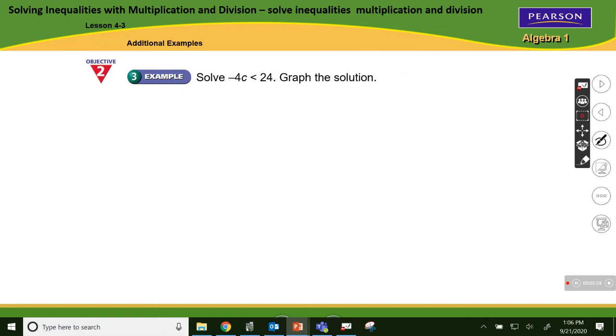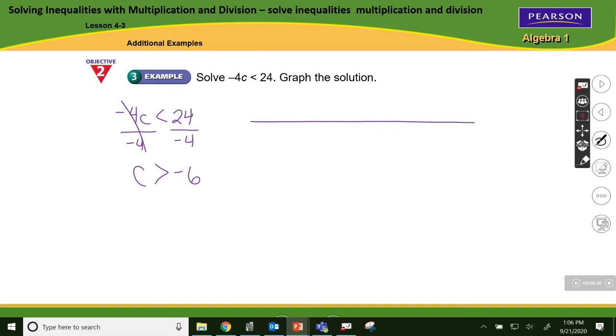Next one. Solve this one, graph the solution. So again, we have -4c less than 24. We want to divide by -4, divide by -4. Using our rule from the last one, we have divided by a negative, so we shall switch the sense of the inequality. C is greater than -6.